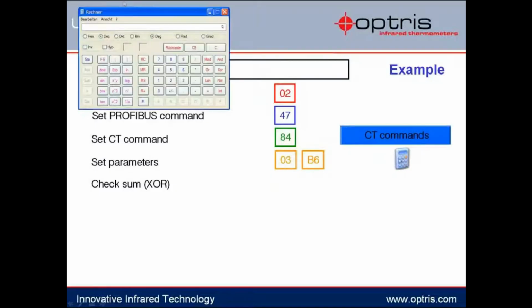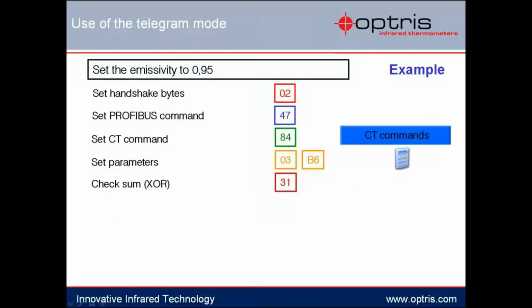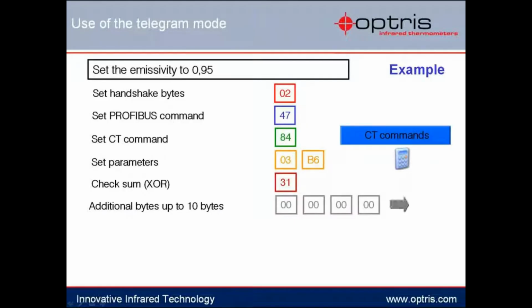Let's have a look at the result byte which we generated with the help of our Windows calculator. 84 XOR 03 XOR B6 results in the byte 31. The remaining bytes which are needed to reach the 10 bytes for the sending of the telegram will be filled with zeros. This will be 4 bytes in our case. The completed telegram can now be sent off.